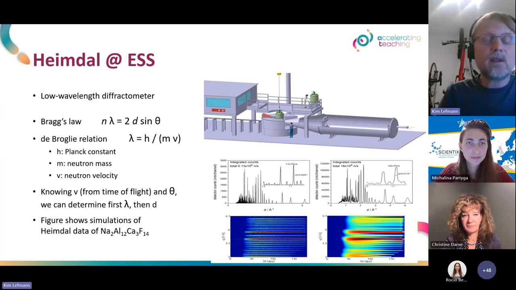Let's see it once again. This is a concrete instrument, Heimdall at the ESS. The beam comes in here. Here's where the researchers sit.